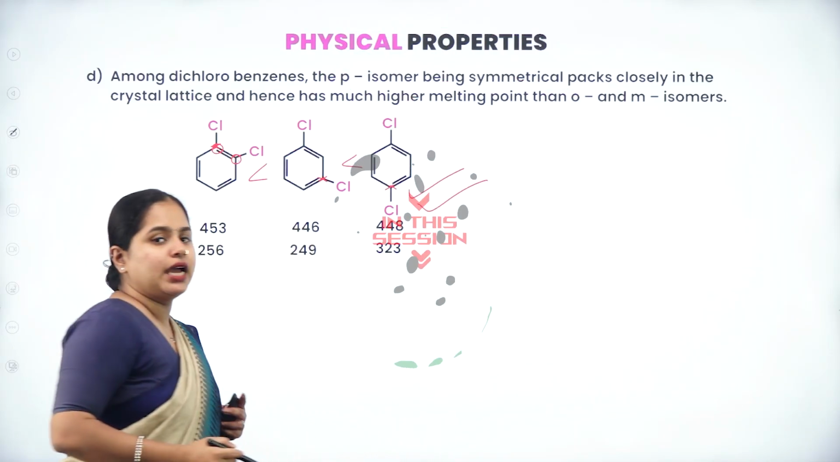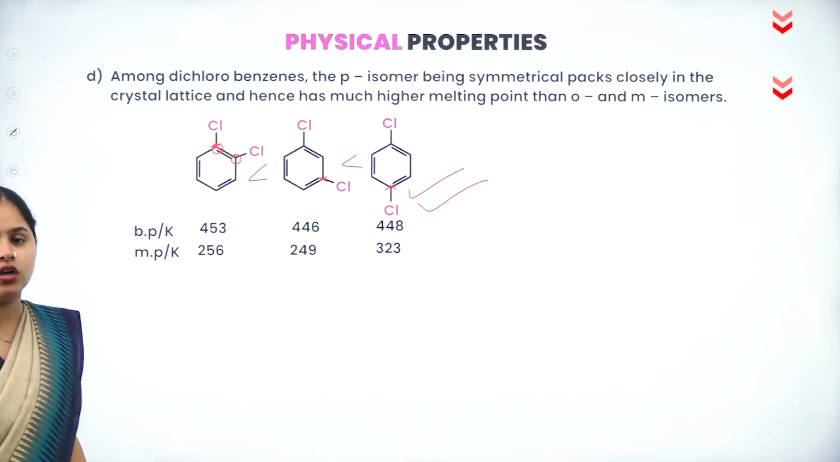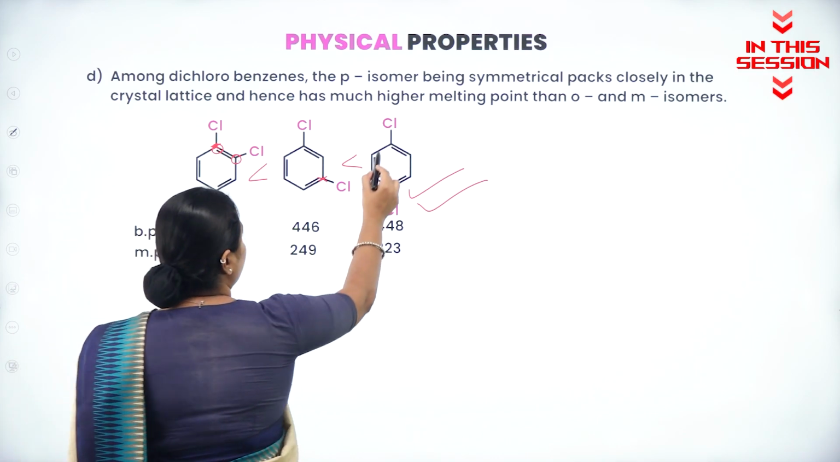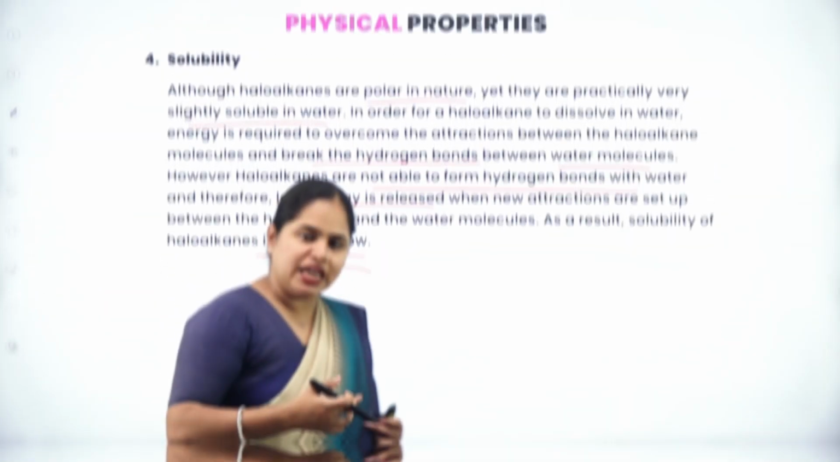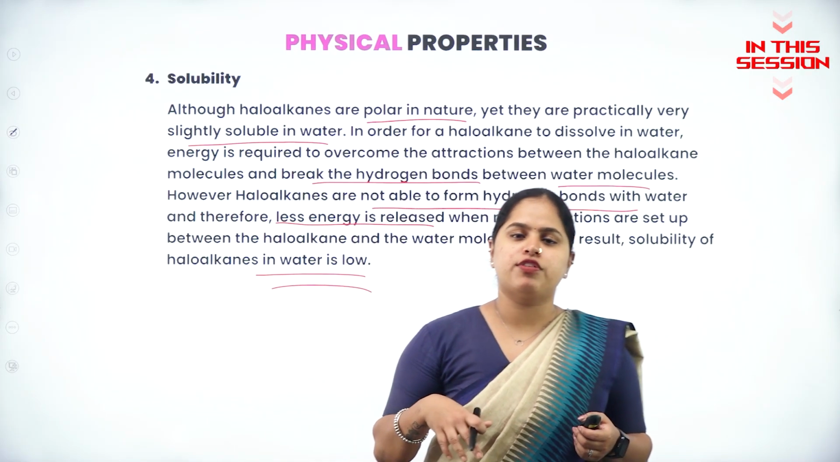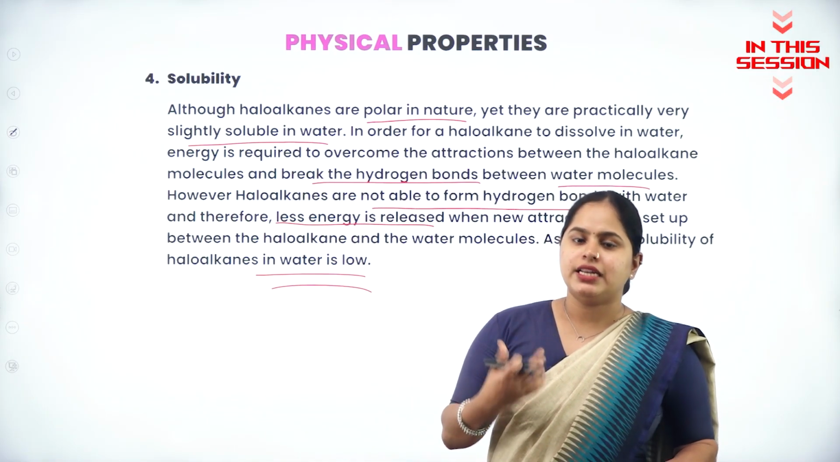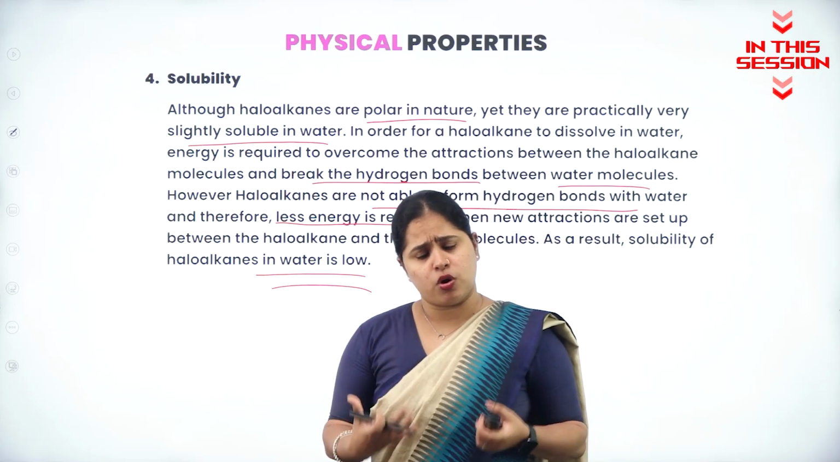Isomer will have the highest melting and boiling point because it is symmetric. As you can see, one chlorine atom is here, another chlorine atom is in the opposite. So it is symmetric. Any molecule or any compound, if it has to be soluble in water, it has to form hydrogen bonds with water.